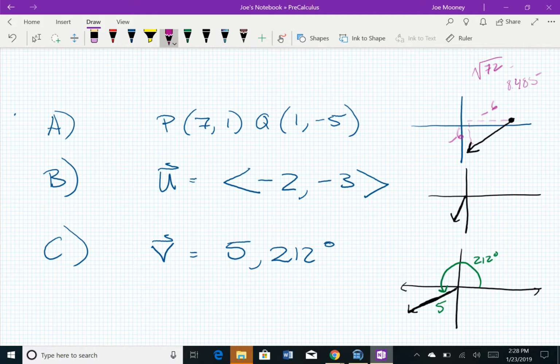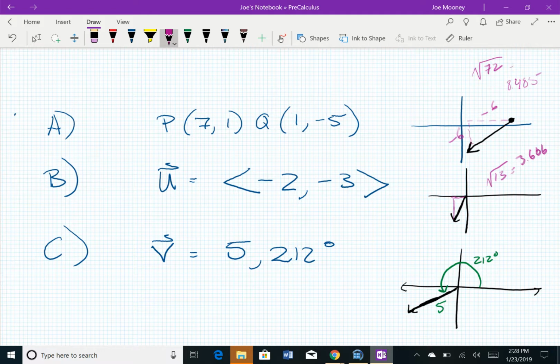So this one is left 2, down 3. In my head, 4 plus 9, right? 2 squared, 3 squared. So that's 13. Square root of 13. 3 point what? 606. Thanks, sir.